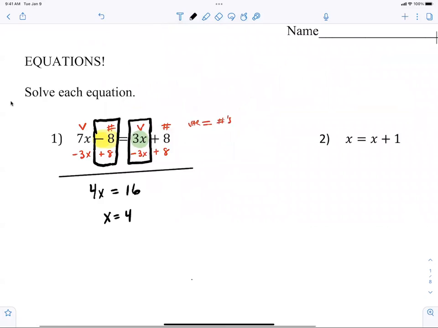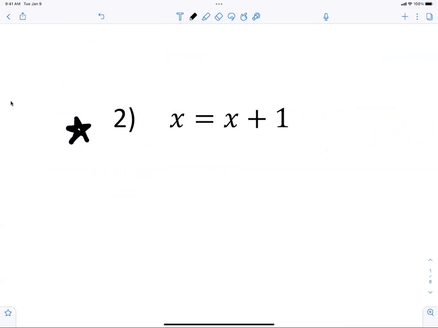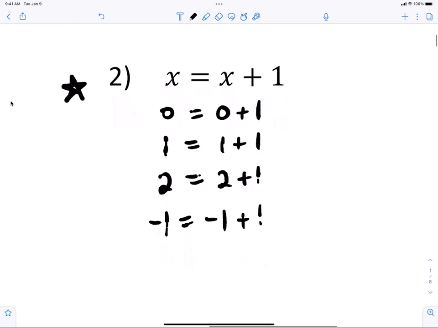Now I want to go over to number 2. Put a little star by number 2. Who remembers looking at that? What is the answer? Zero. Does 0 equal 0 plus 1? No. What do you think? 1. Does 1 equal 1 plus 1? 2. Does 2 equal 2 plus 1? Negative 1 equals negative 1 plus 1. Is that true? No.